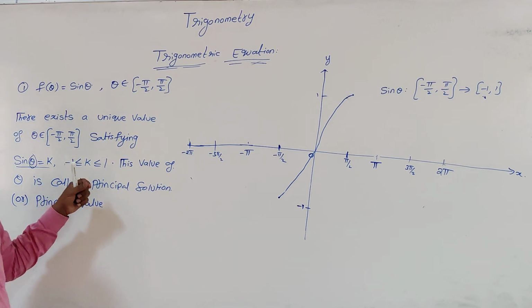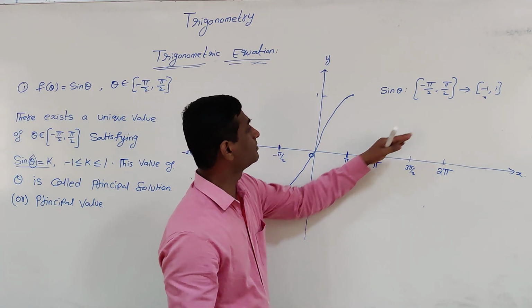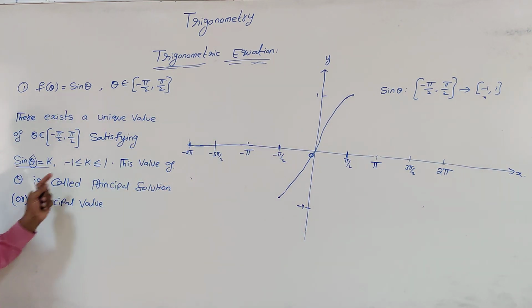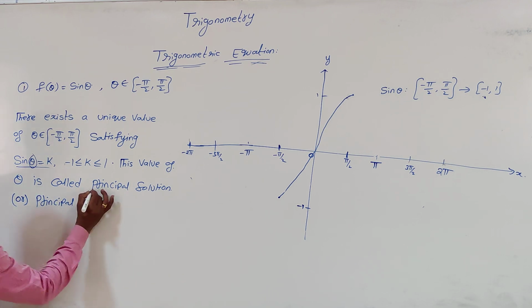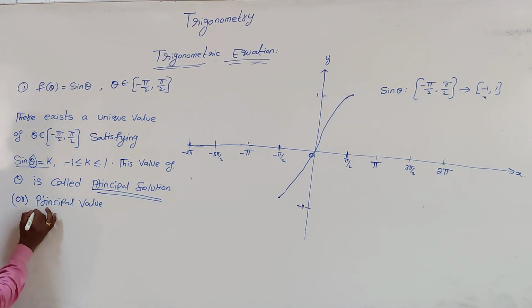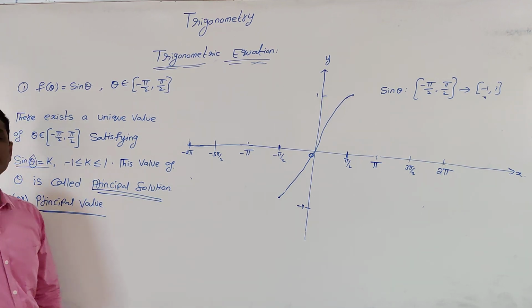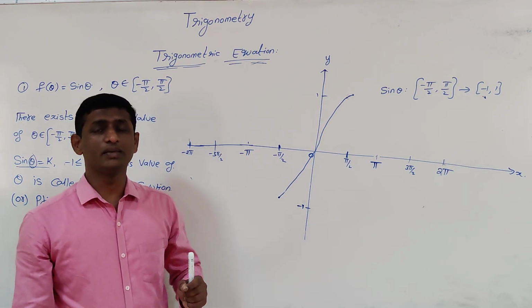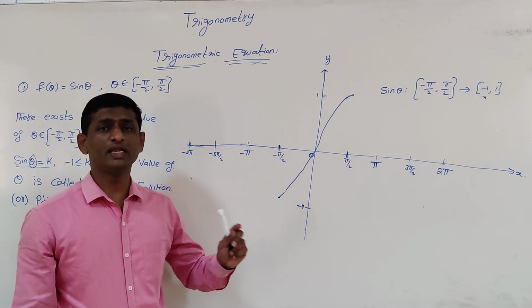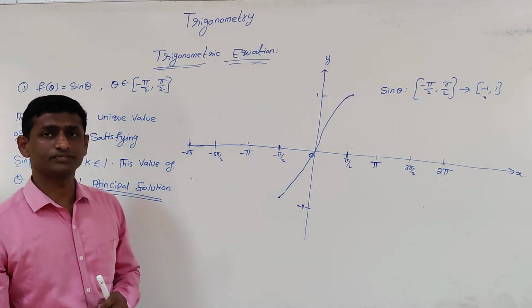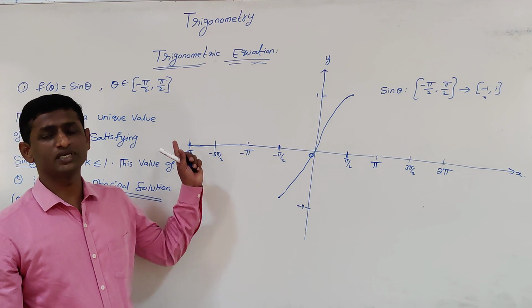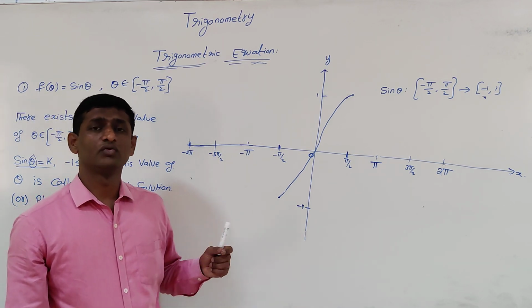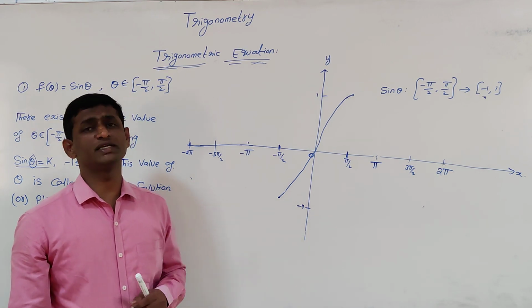What is k? It is in the range from -1 to +1. This value of theta is called the principal solution, or we can say principal value. Principal solution means it is a starting solution, or the beginning of the root which satisfies the equation. That is for sin theta. Next, if we go for cos theta is equal to k.